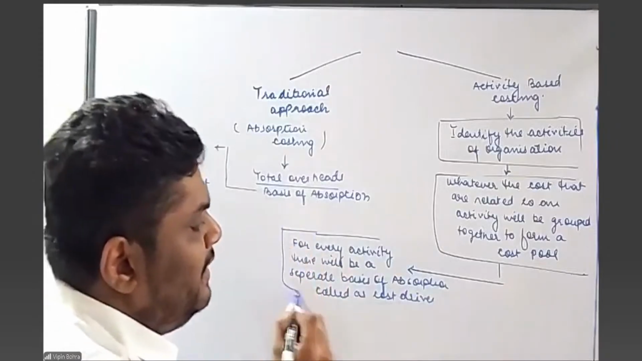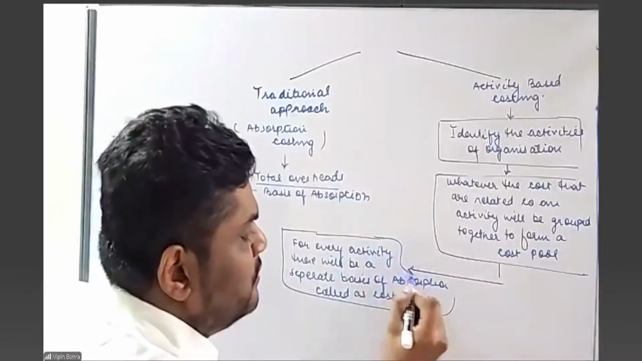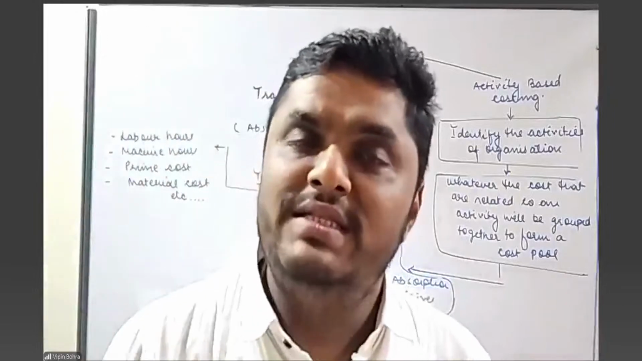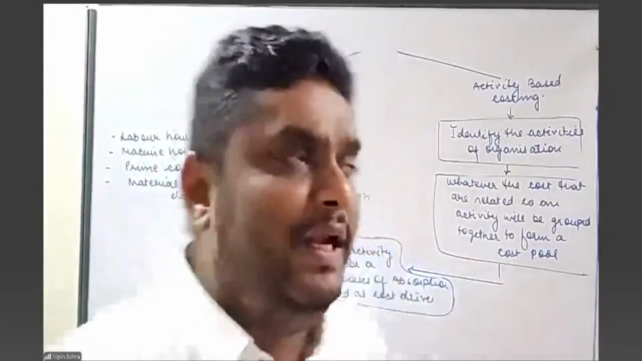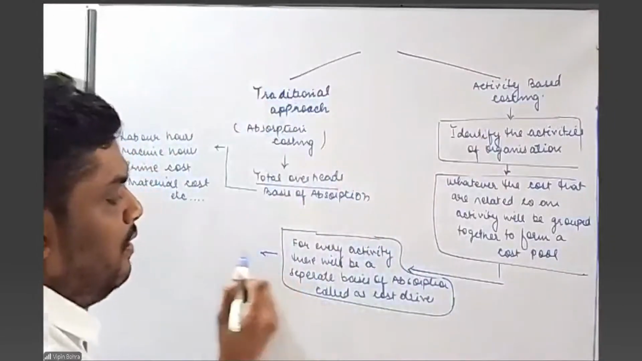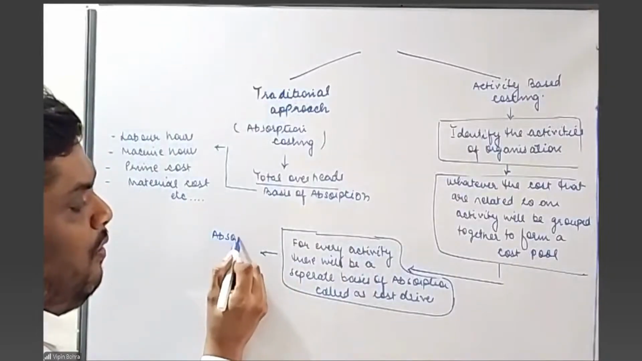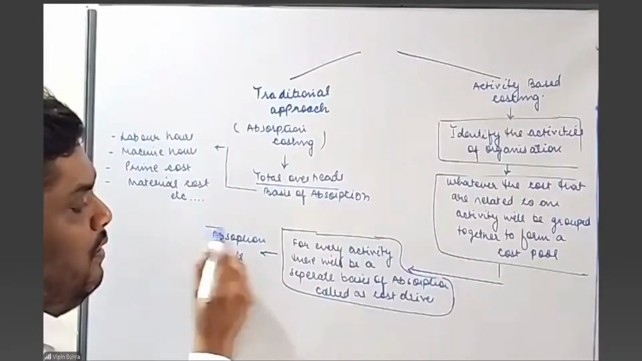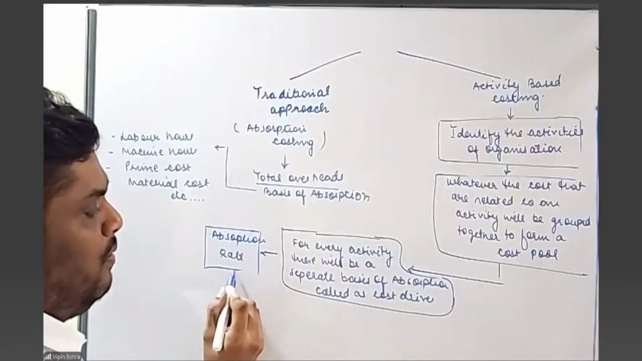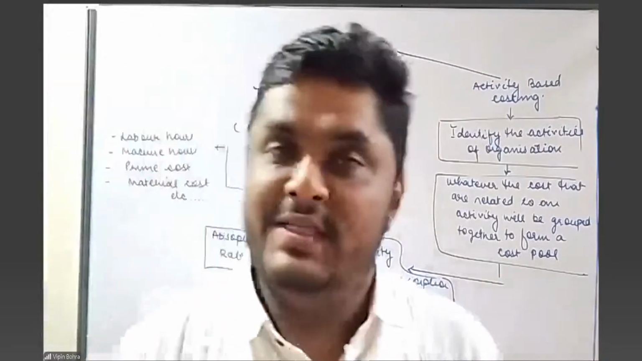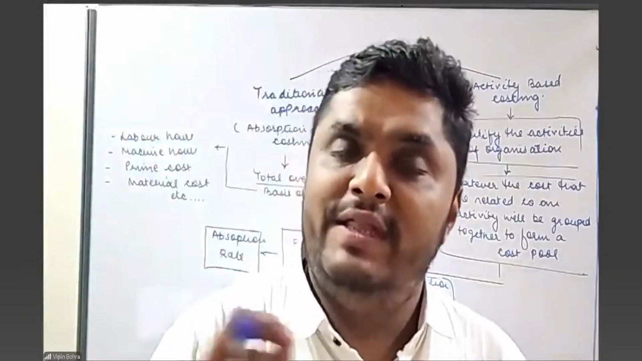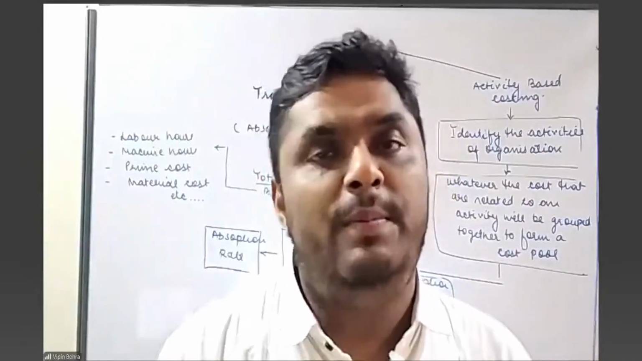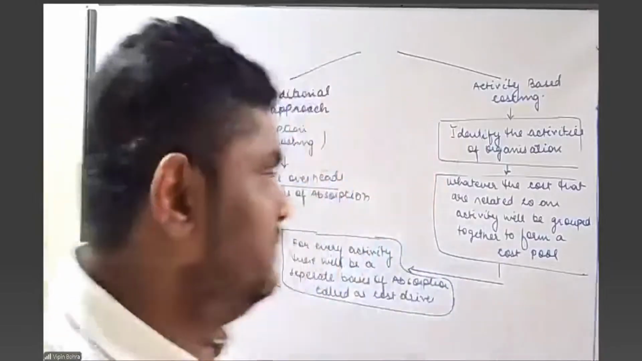For every activity, there will be a separate basis of absorption. We call it a cost driver. Once the cost driver is identified, we will calculate the absorption rate. Now, once the absorption rate is calculated, we will charge the absorption rate to a particular product to calculate the total cost.